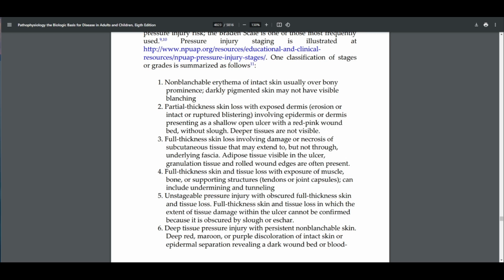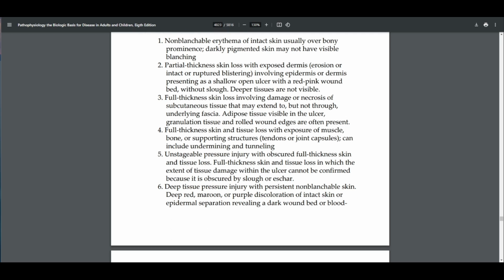So we'll go over the different staging types just to give it a once over. Again, if you're in nursing, you're very familiar with staging. But for those of us who may not be in nursing, let's go over it. Non-blanchable erythema of skin that is intact, usually over a bony prominence. Darkly pigmented skin may not have visible blanching.